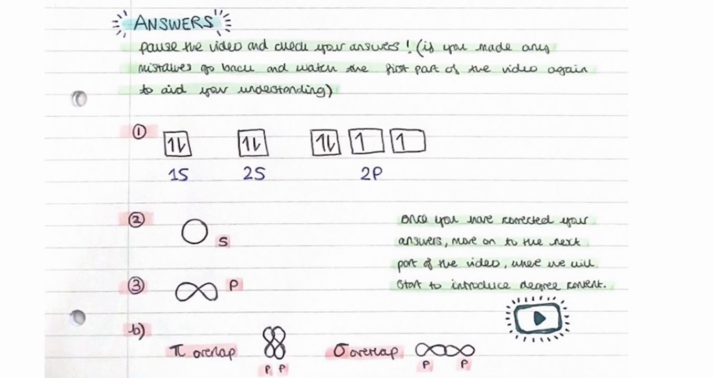Then for the second question, drawing an s orbital, this is a nice and simple question. It's just drawing a circle. And then for your p orbital, you should have a figure of 8 shape. And if you went on to do the overlap, pi overlap has 2 areas of overlap above and below the nucleus, and a sigma overlap is 1 area of overlap. And this is stronger because instead of being above and below the nucleus, it's actually overlapping with the nucleus.